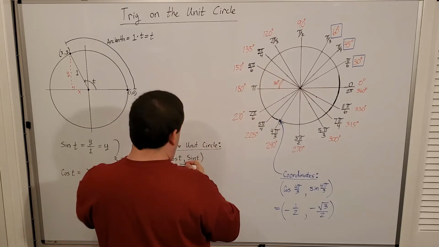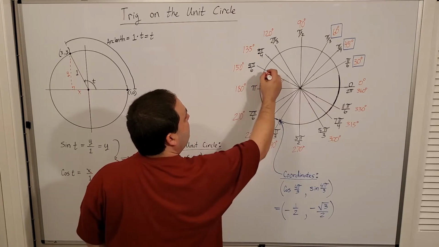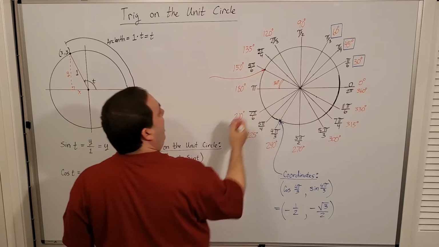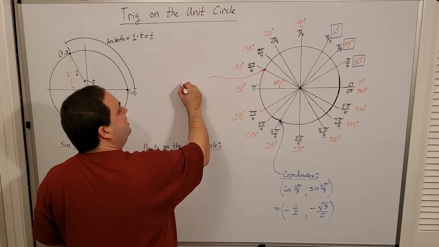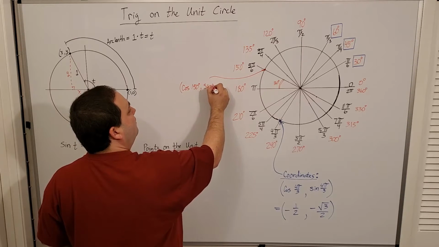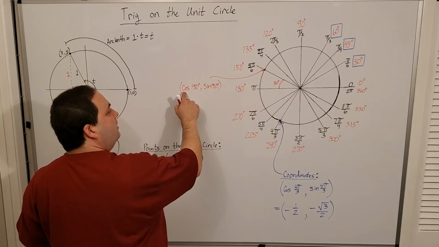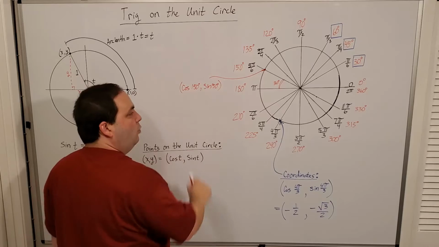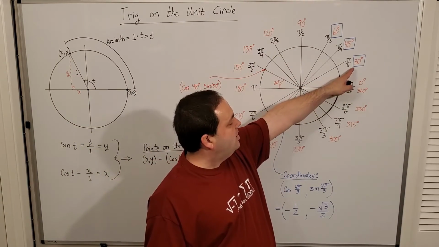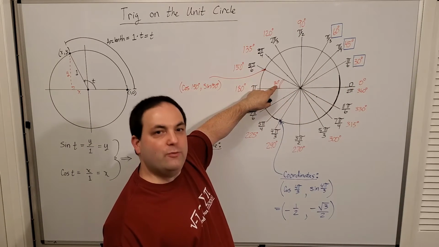So right here, I can actually say that I know the coordinates of this point. Right here, I can say that the coordinates of that is the cosine of 150 degrees, comma, sine of 150 degrees. And I know that the cosine of 150 and the sine of 150 are going to be the same numbers as the cosine and sine of 30 degrees. Why? Because it has a 30 degree reference angle.